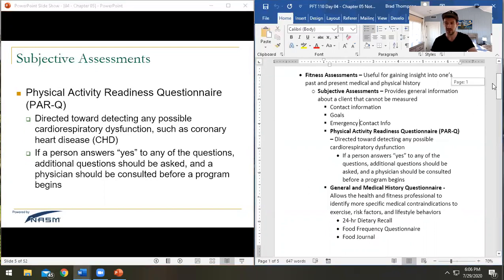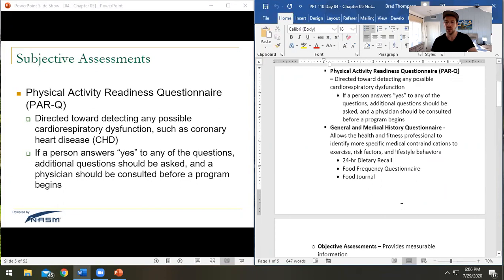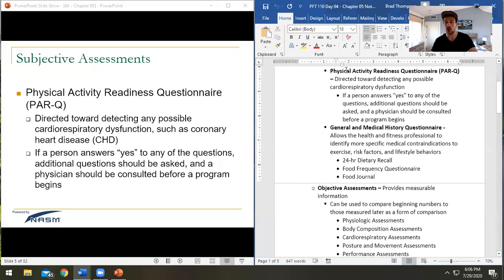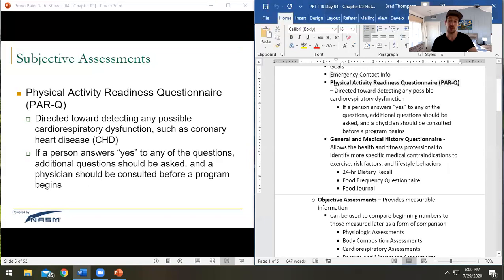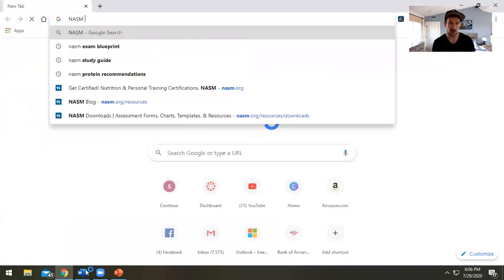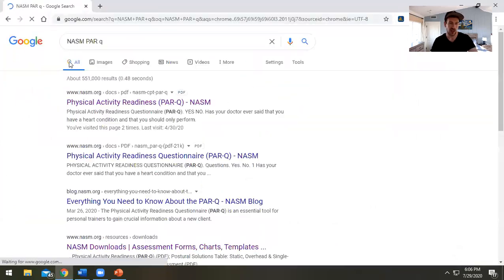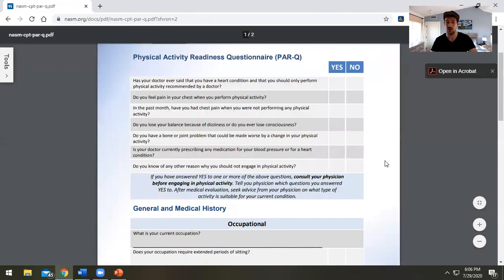Two of the most important pieces of subjective information that you're going to gather are going to be the PAR-Q, which is the Physical Activity Readiness Questionnaire. It's a survey directed towards detecting any possible cardiorespiratory dysfunction. If we look at a NASM PAR-Q, which we can see right here, all of these questions are going to be yes or no questions related to cardiorespiratory dysfunction. Like, has your doctor ever said that you have a heart condition and you should only perform physical activity as recommended by your doctor? You want to ask this question.